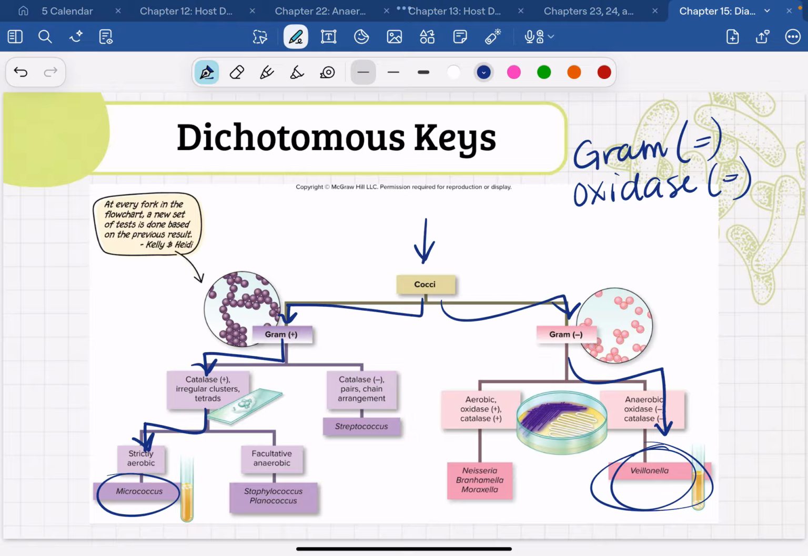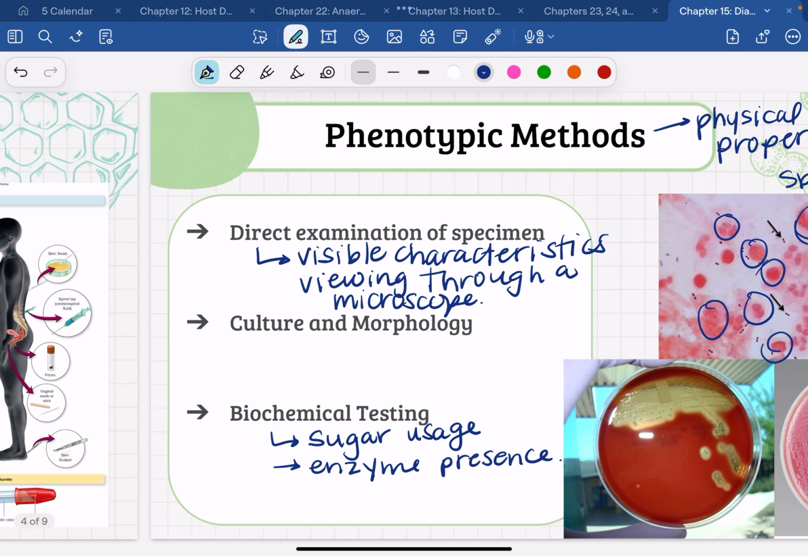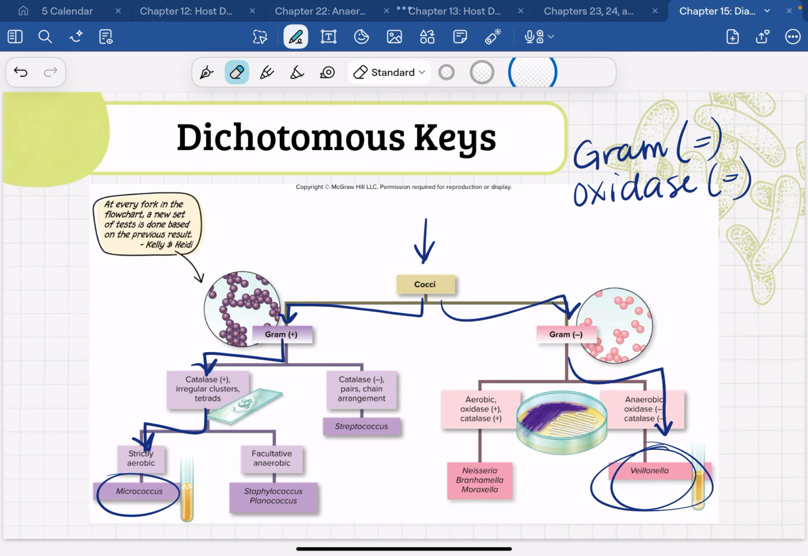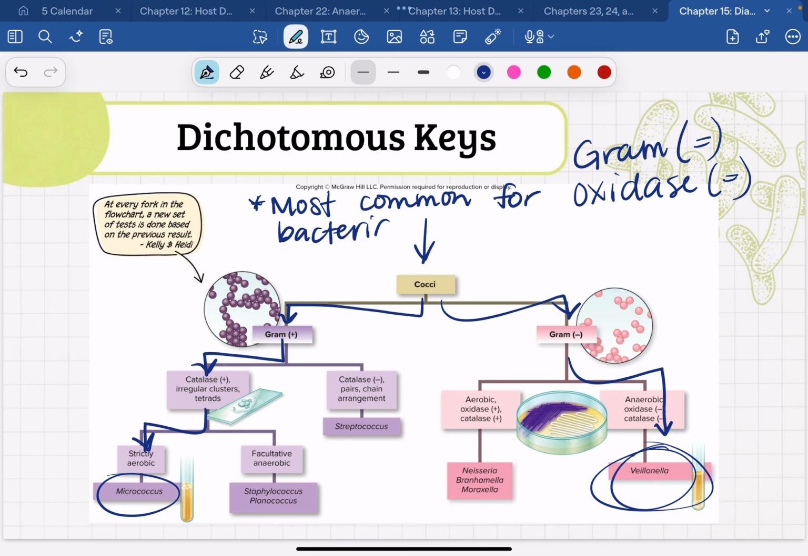Most normal bacterial pathogens, people who have wound cultures or sputum cultures or stool samples or any other urine samples, all those samples are typically put on media and gram stained and tested for using these different phenotypic methods, either gram staining, looking at the direct examination, the culture and morphology, and then the biochemical testing. So again, this is still very common and most commonly used for easily grown bacteria.